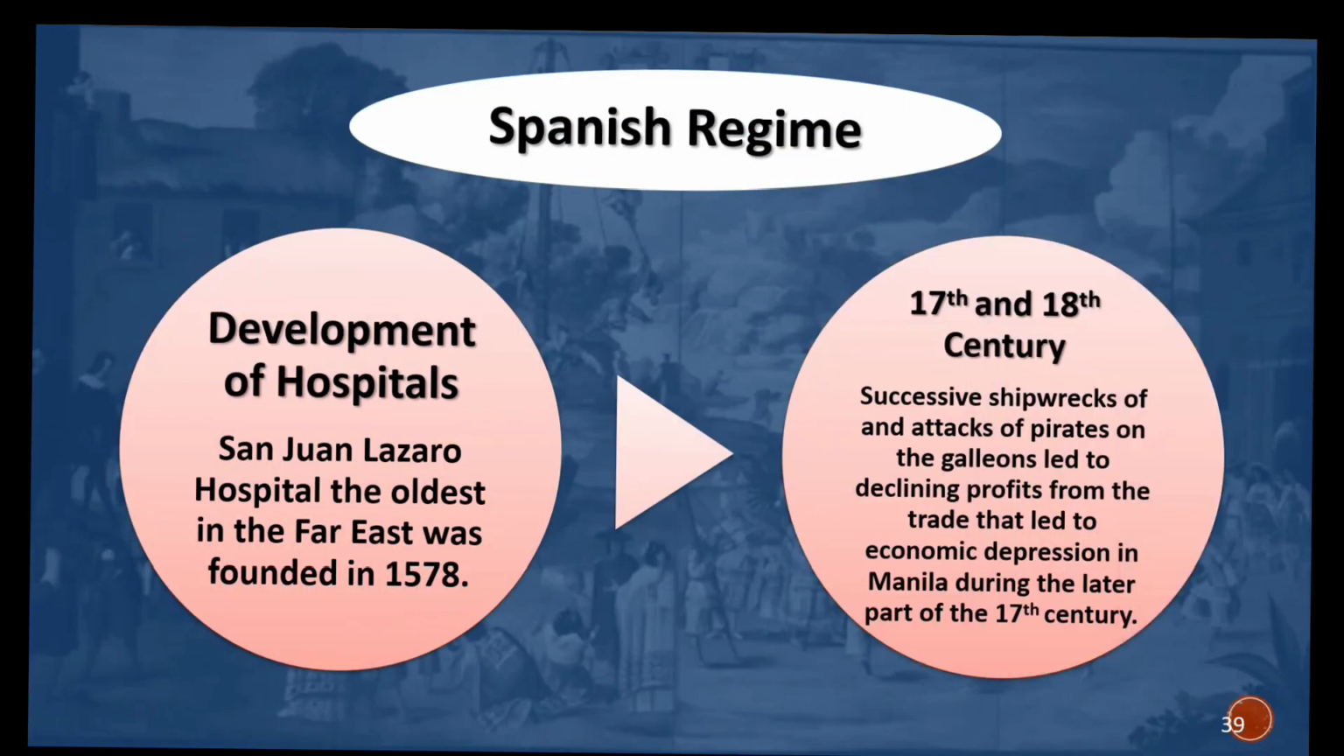And then also the development of hospitals. Other than the development of schools, there were also hospitals, just like the San Juan Lazaro Hospital, which is considered to be the oldest in the Far East. It was founded in 1578. And then in the 17th to 18th century, what happened? Successive shipwrecks and attacks of pirates on the galleons led to the declining of profits from the trade. So it led to economic depression in Manila.